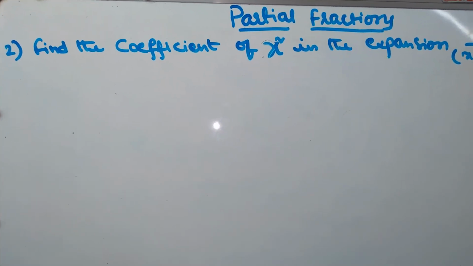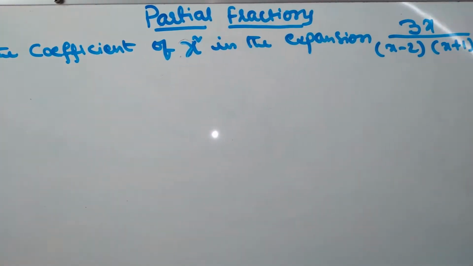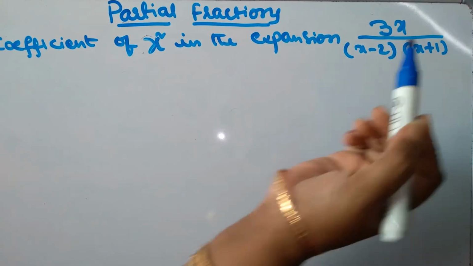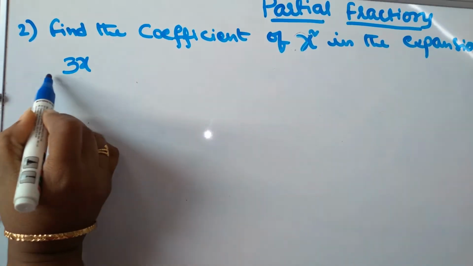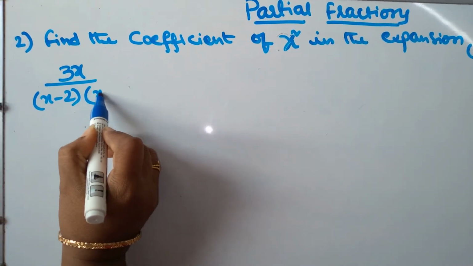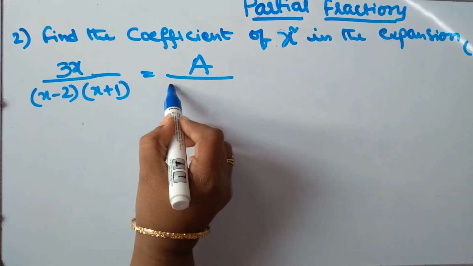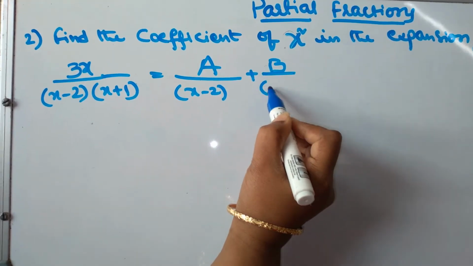So let us do another problem, that is find the coefficient of x square in the expansion 3x by (x minus 2) into (x plus 1). Again we have to split it up first of all and find the values of a and b. We know that we can write it as a by (x minus 2) plus b by (x plus 1).